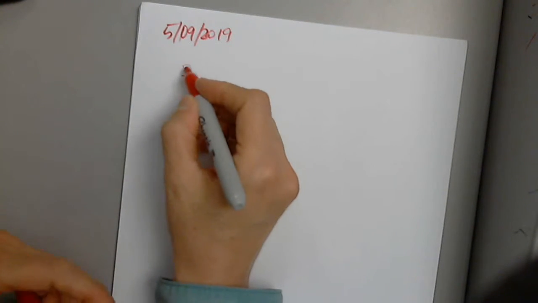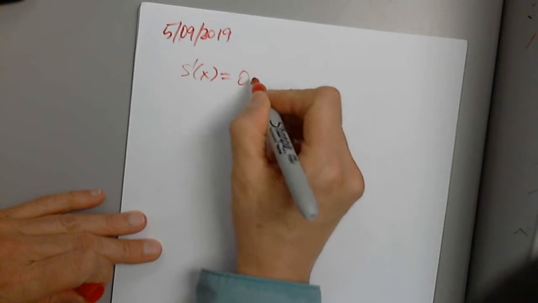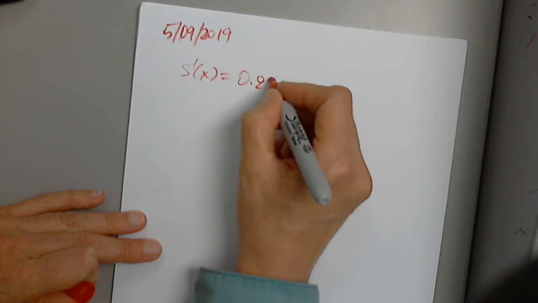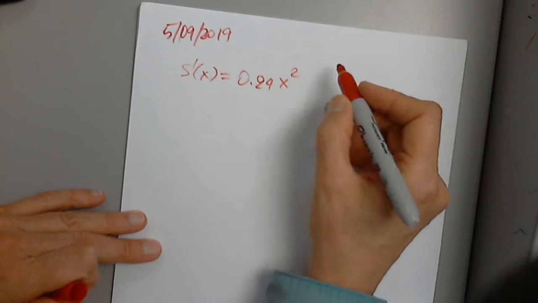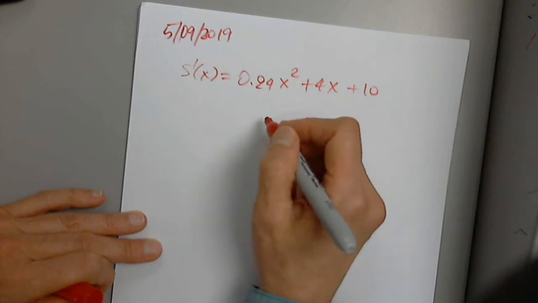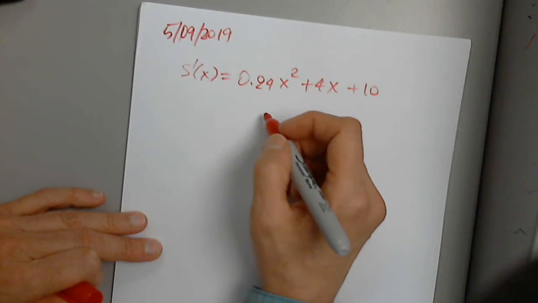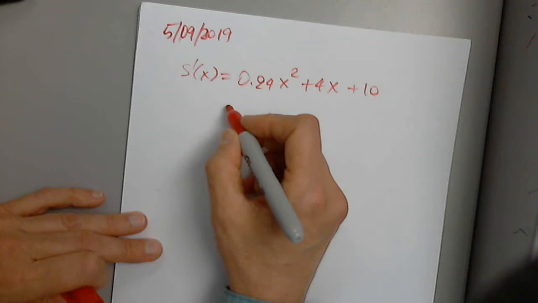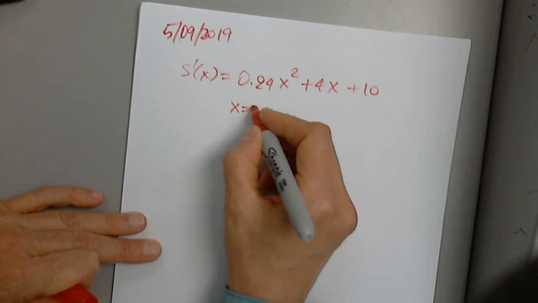Yes. It says that S prime of x is 0.24x squared plus 4x plus 10, where x is the price per unit in dollars. And find the supply function if it is known that the seller will sell 121 units of the product when the price is $5 per unit.